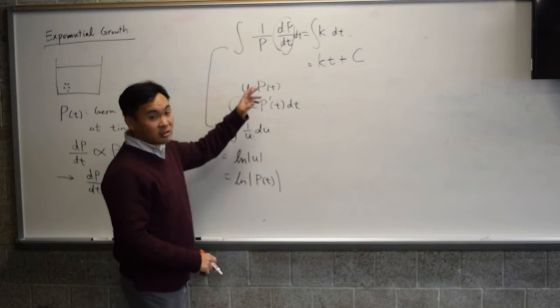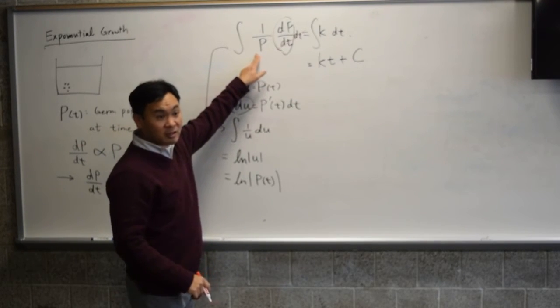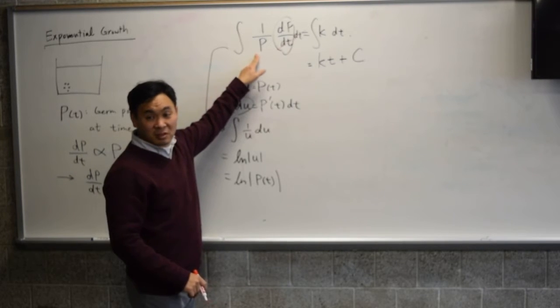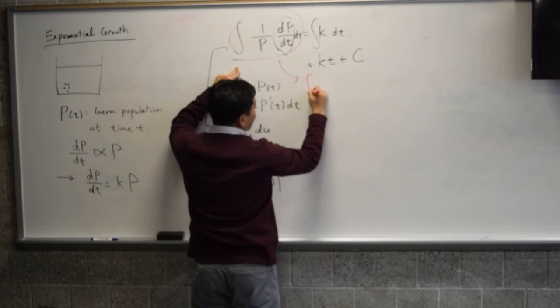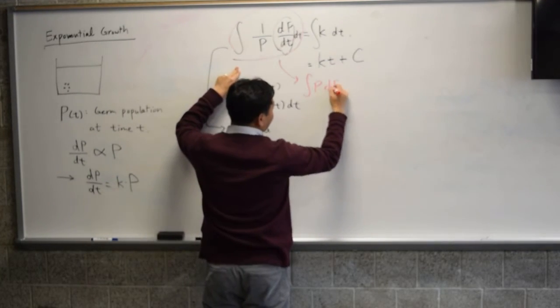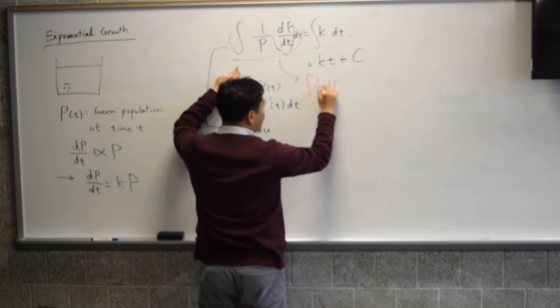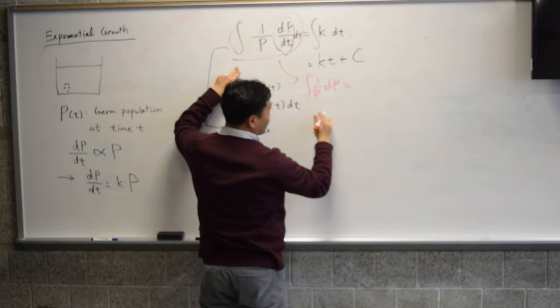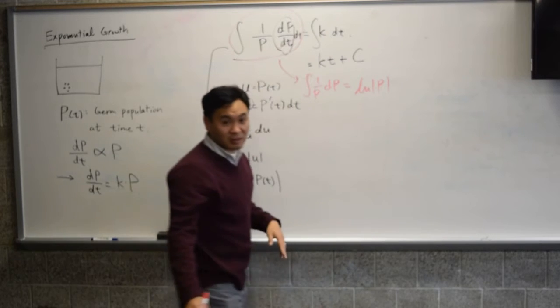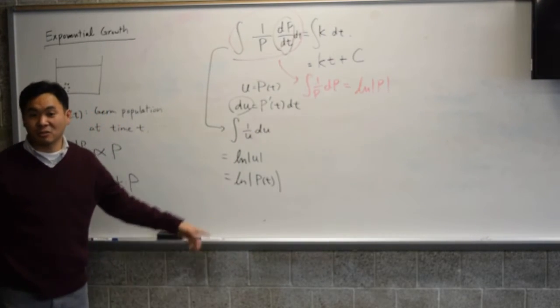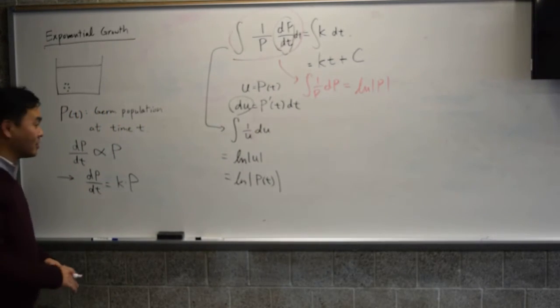And then what is it? 1 over p dp. What's that? It's ln of p of t, right? If you have the integral of 1 over p dp, that is indeed ln of p, right? So we get the same thing. So we could have done it that way, right?